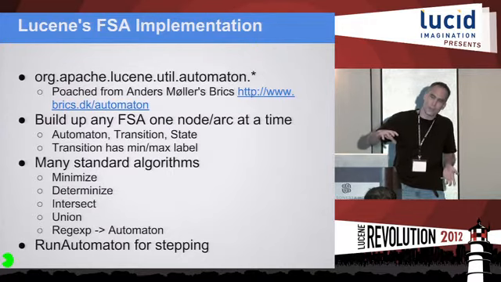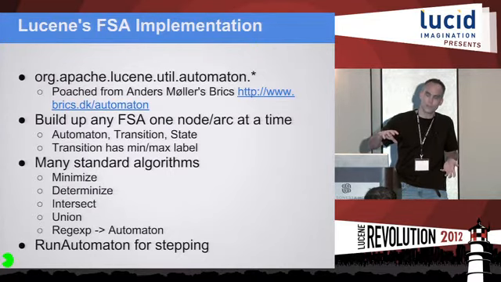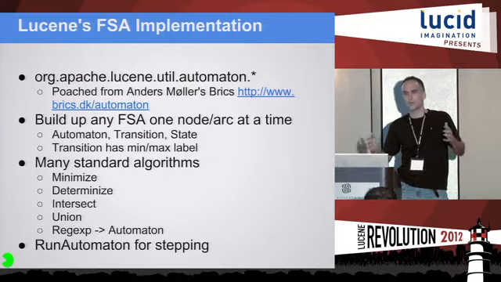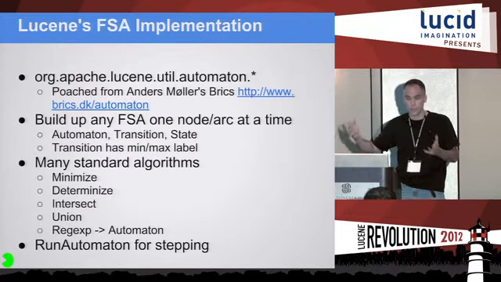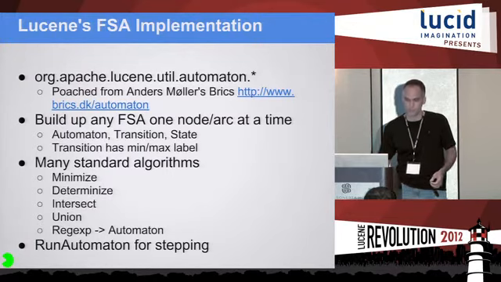And once you have your automaton, you can construct it. You compile it into a run automaton. It's sort of like Java's matcher. If you have a pattern, you produce a matcher from it, which can quickly step through a string and check if the automaton accepts the string.